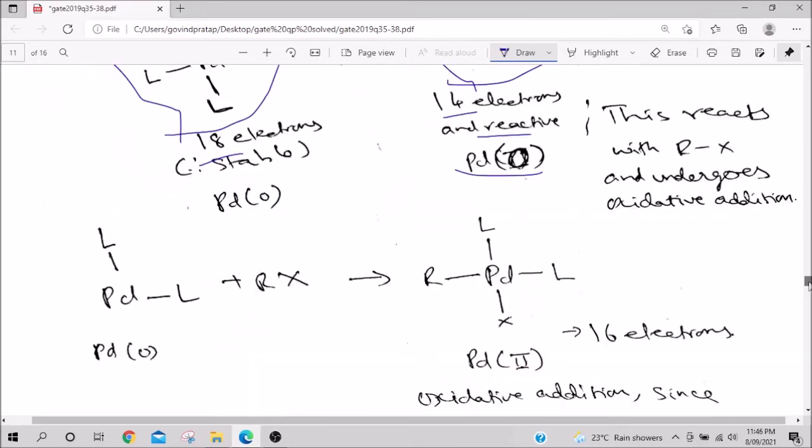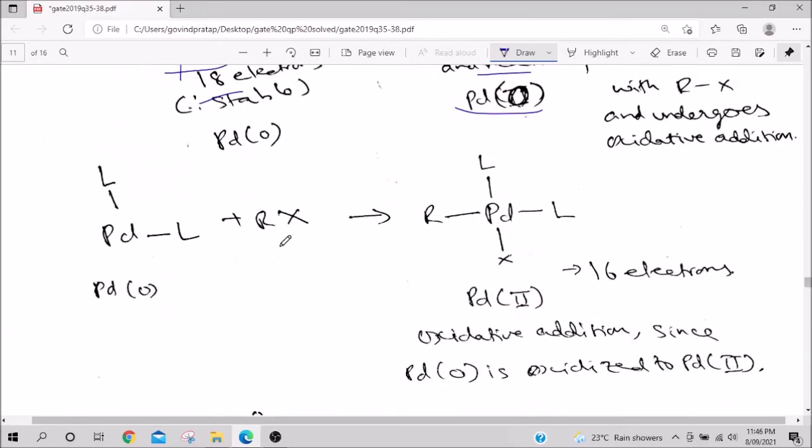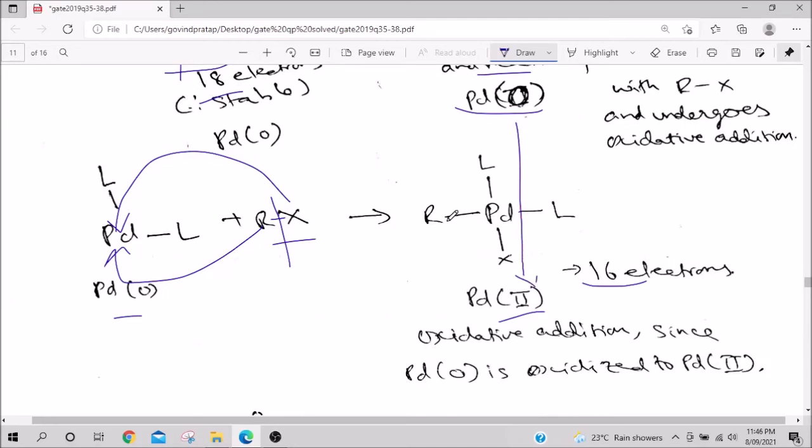Okay. And then what happens is the alkyl halide is there. This alkyl halide breaks, and R goes and adds here, X goes and adds here. So, what happens now? Pd goes from 0 to Pd plus 2, and from 14 electrons it becomes a 16 electron center. So, it is called oxidative addition, because the oxidation state has increased from 0 to 2 and addition has happened, one X and one R has been added. Fine.